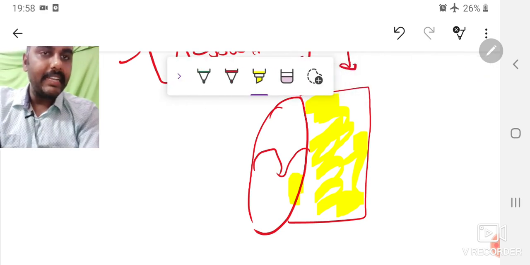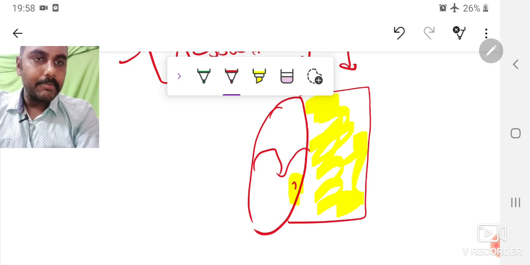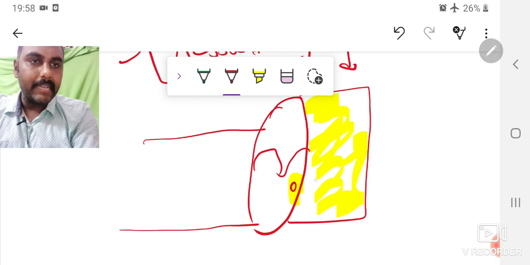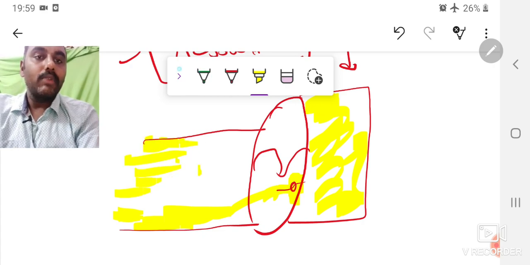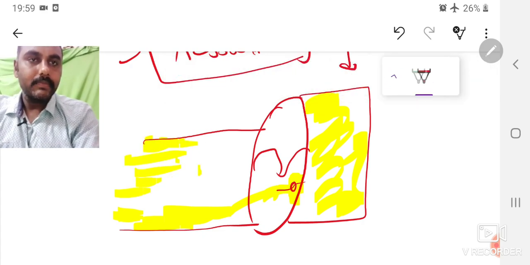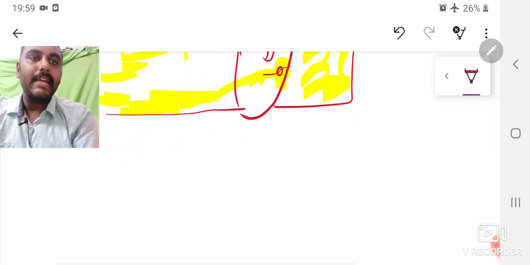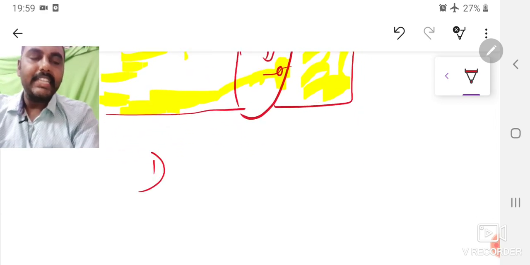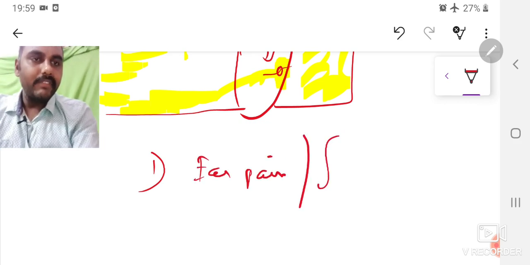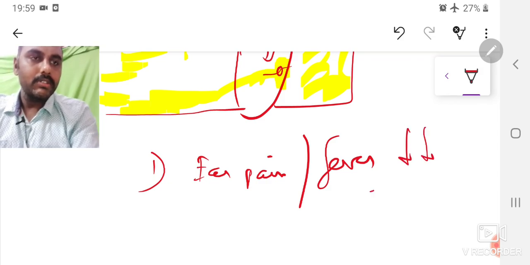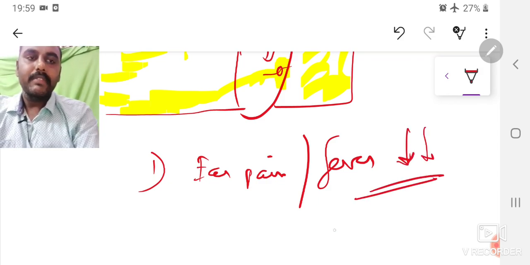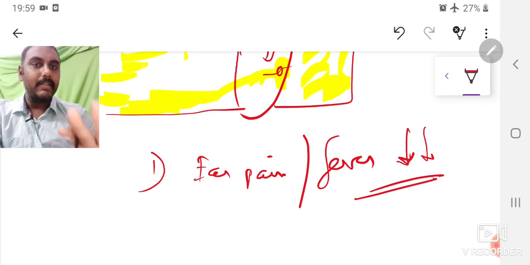Finally, it will make a small hole in the tympanic membrane, and the pus will drain out through the tympanic membrane into the external auditory canal. Once the pus comes out, the pus quantity in the middle ear is reduced. So the patient's ear pain, fever, and symptoms go low. It gets reduced.